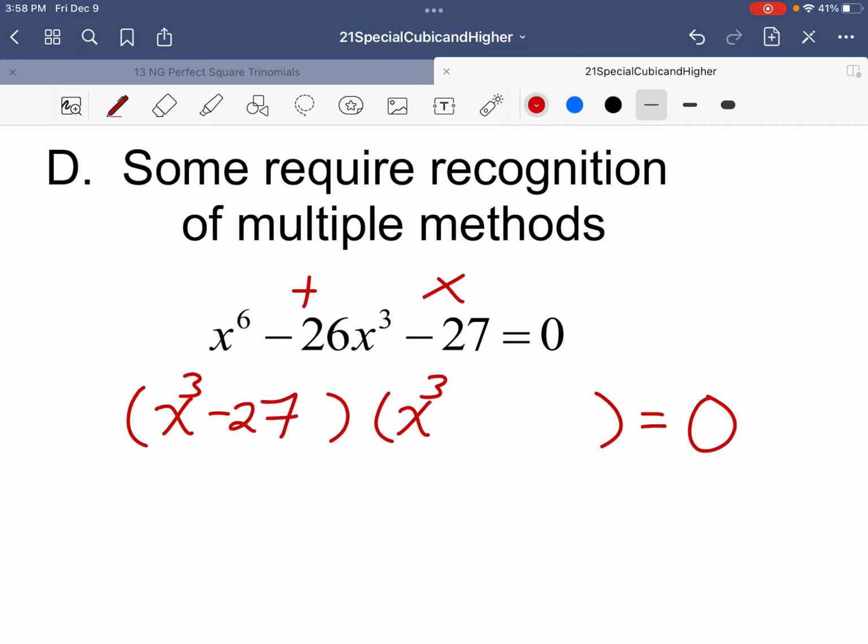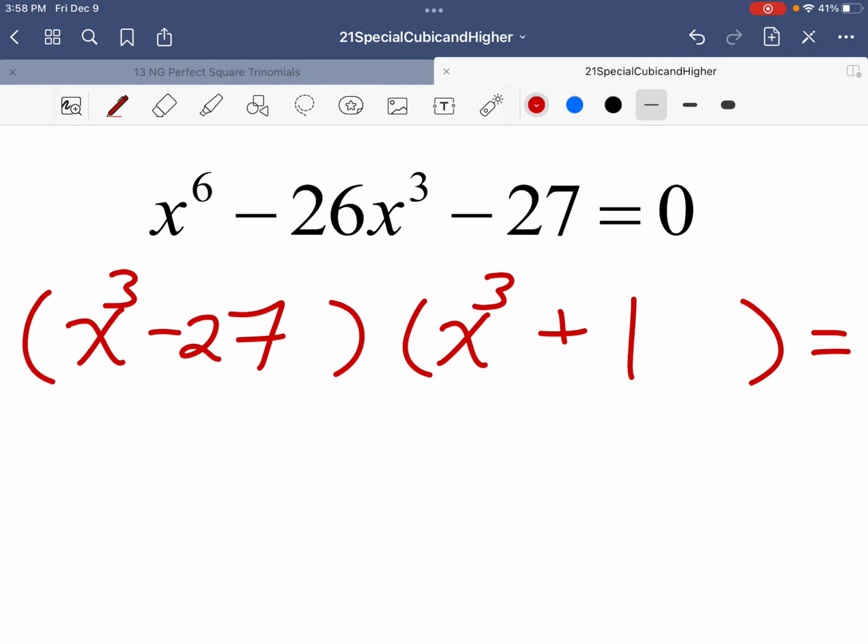What numbers do that? That's right, negative 27 and positive 1. Negative 27 and positive 1 multiply to be negative 27, but add to be negative 26. What do you see? I know, it's pretty cool. We have a difference of cubes. We have a sum of cubes. Wait, what does that mean?